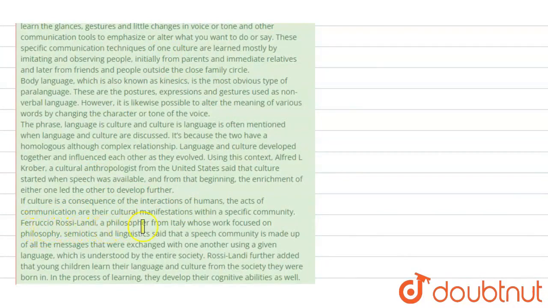Ferruccio Rossi-Landi, a philosopher from Italy whose work focused on philosophy, semiotics, and linguistics, said that a speech community is made up of all the messages that were exchanged with one another using a given language, which is understood by the entire society. Rossi-Landi further added that young children learn their language and culture from the society they were born in. In the process of learning, they develop their cognitive abilities as well.